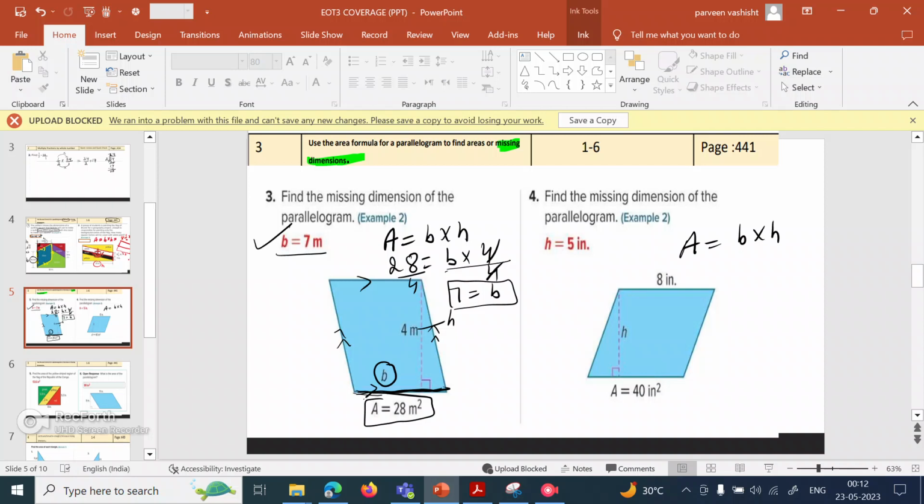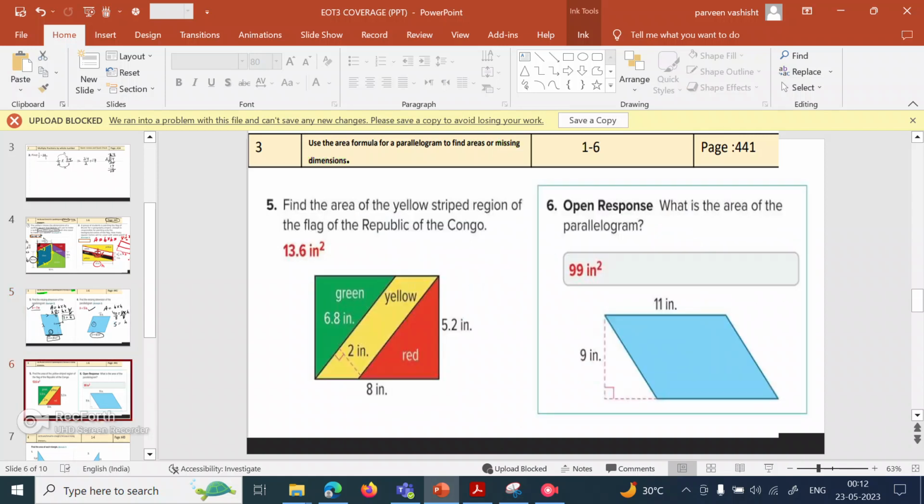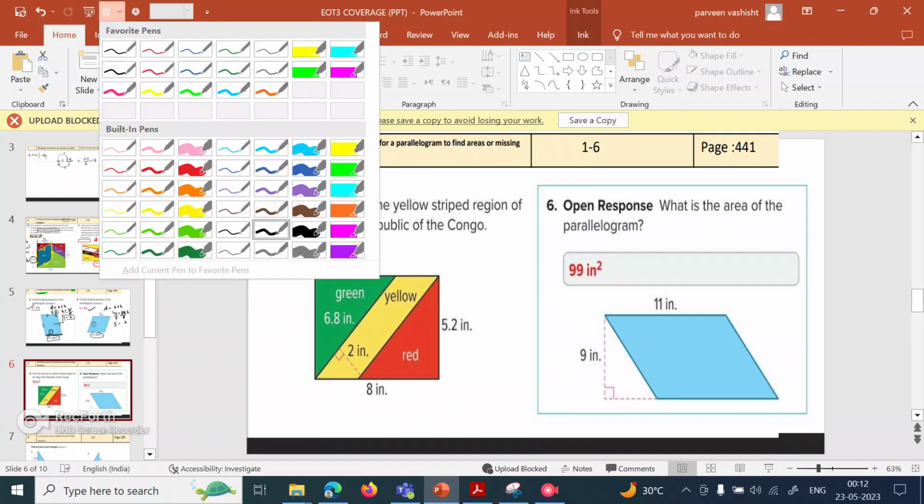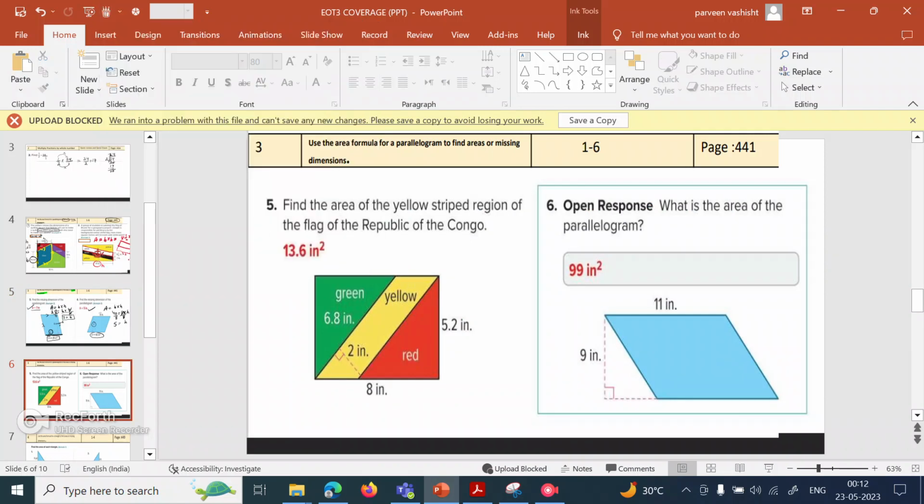Similarly, in this question, now you will try yourself. Area is base into height, and area is given to you how much in this question? 40. This time base is given to you, 8, but height is not given to you. So you want to find out height. So you can find height by dividing by 8. The height will become 5 inches. I hope you understood question number 3. Now let us go to question number 5 and 6. This part we are going to cover for question number 3 in your exam.